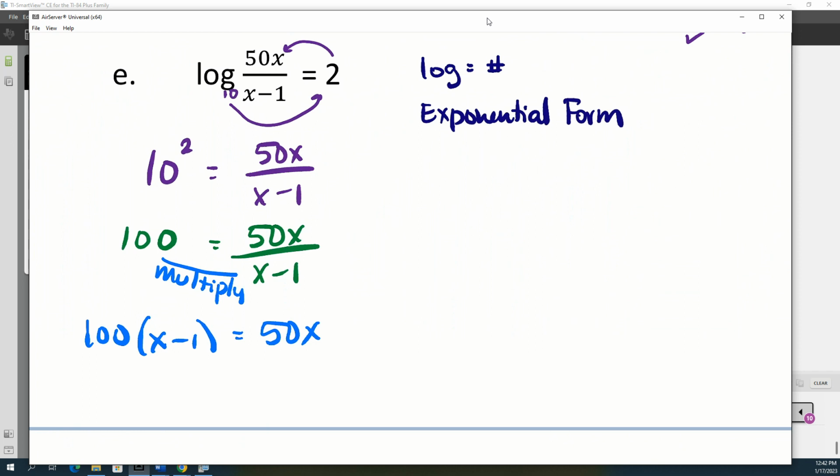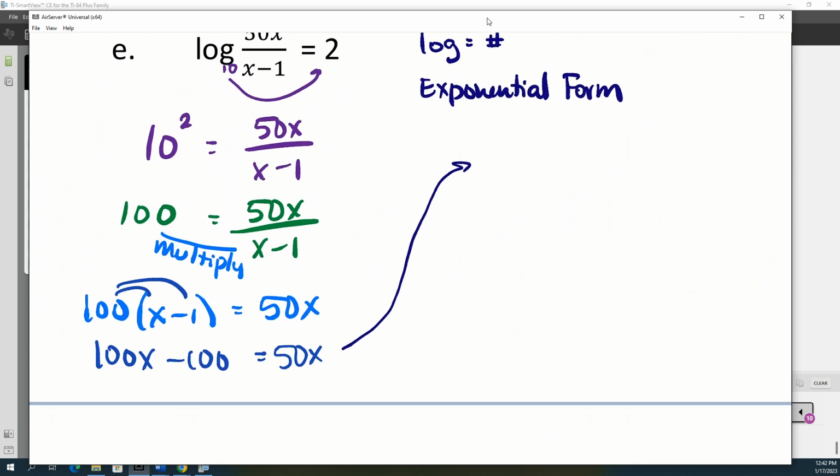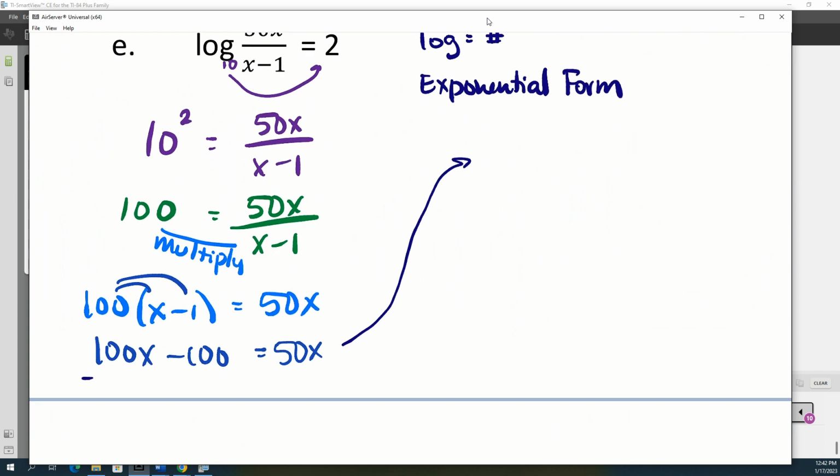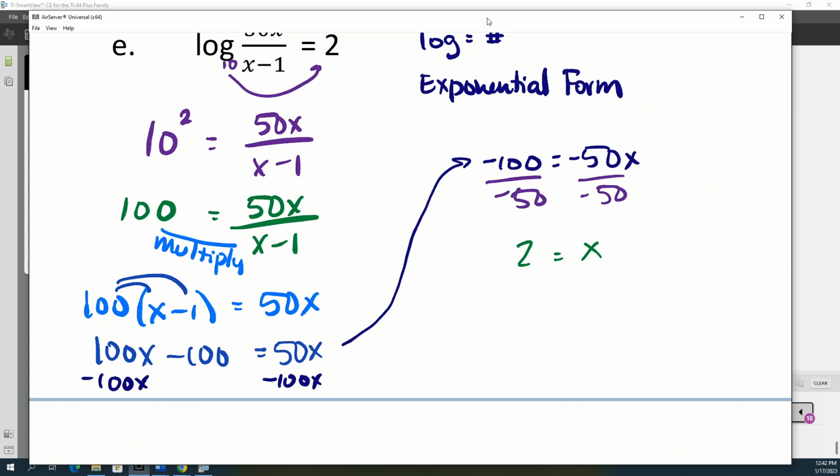All right, so then I would distribute that. Just a couple of steps. I'm going to get my x's together by subtracting 100x. And then divide by negative 50. And we would want to check it. I'm just going to tell you it works.